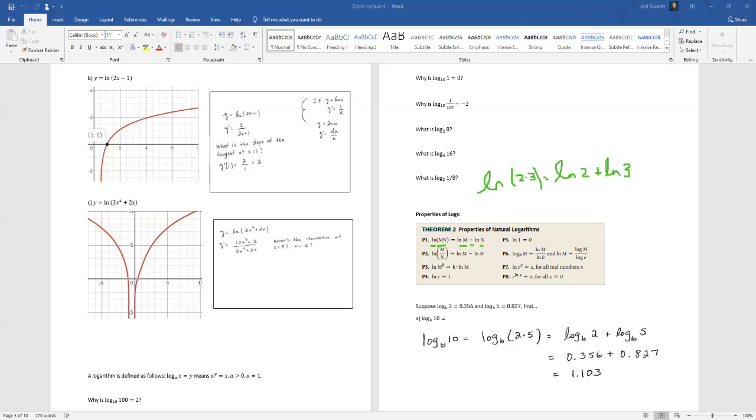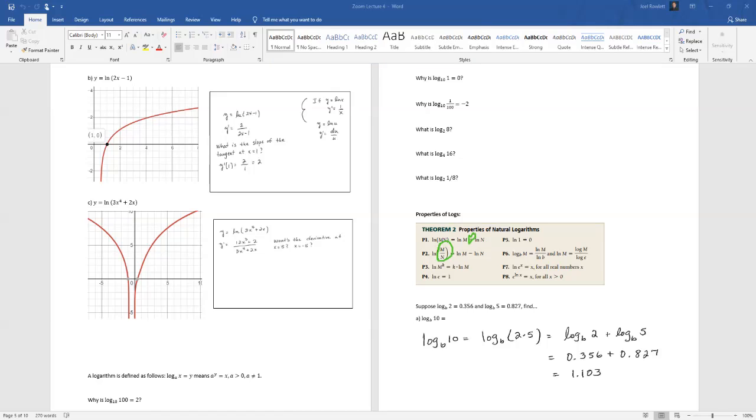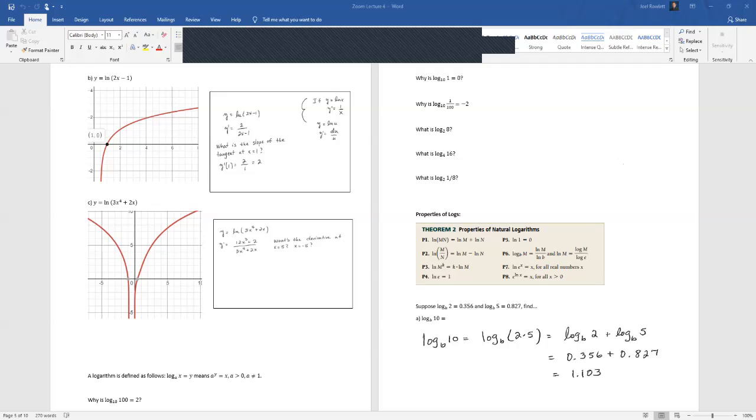And of course, the opposite of multiplying is division. So the opposite of addition would be subtraction. So if you have the log of a quotient, it's the difference of the logs. In other words, you take the log of the numerator minus the log of the denominator.